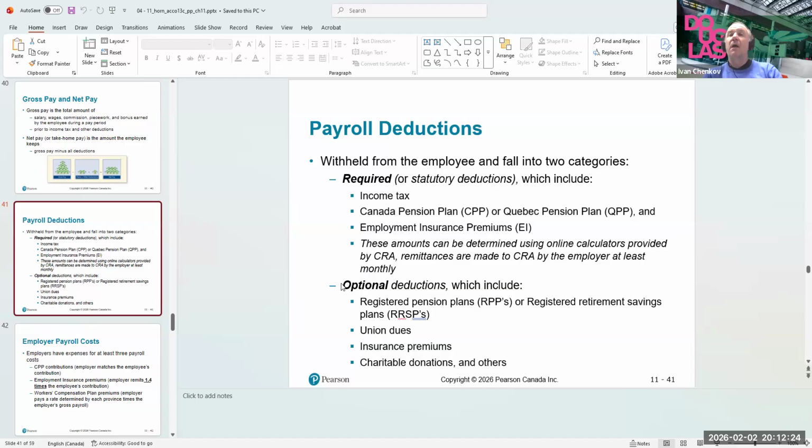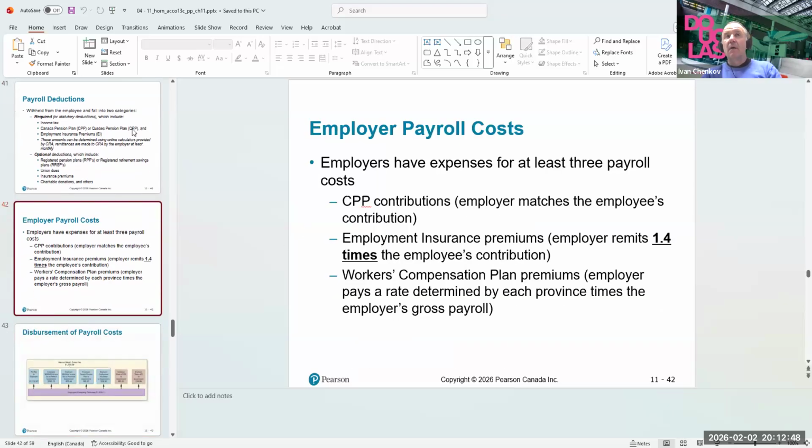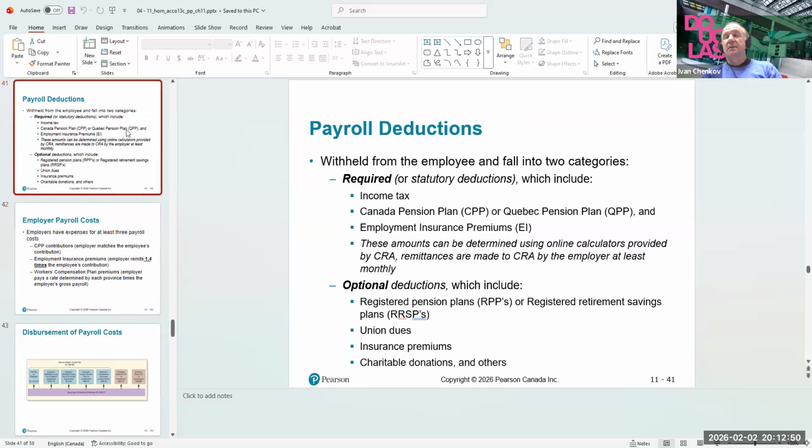Plus, the employer can do some optional deductions, which may be registered pension plans or registered retirement saving plans. Next are union dues, insurance premiums, and charitable donations, and any other if requested by the employee. Those are the deductions that the employer takes from the employee.